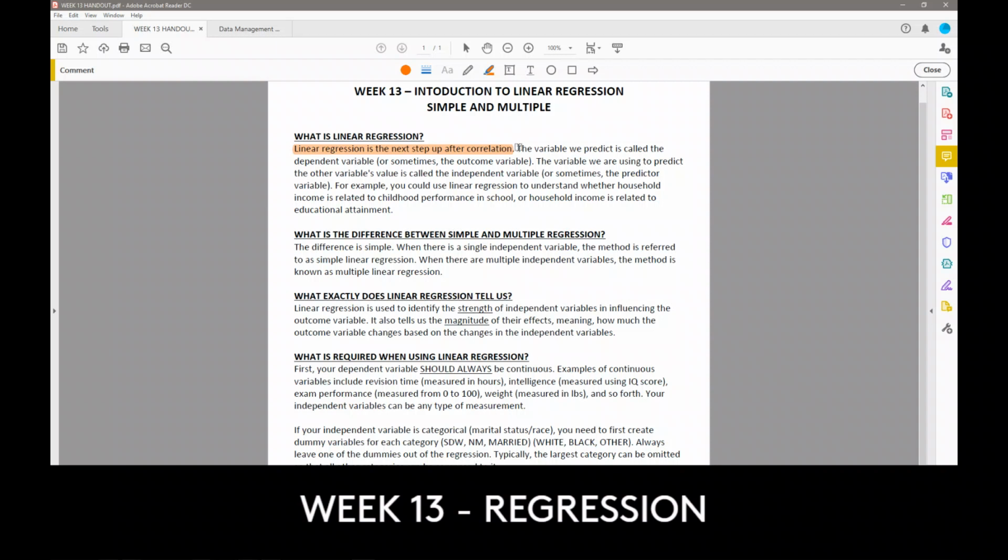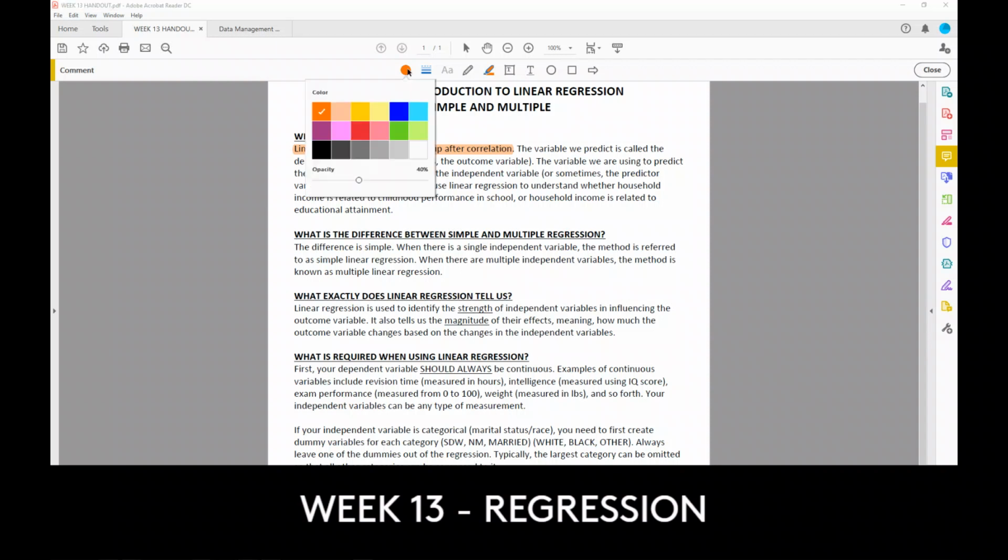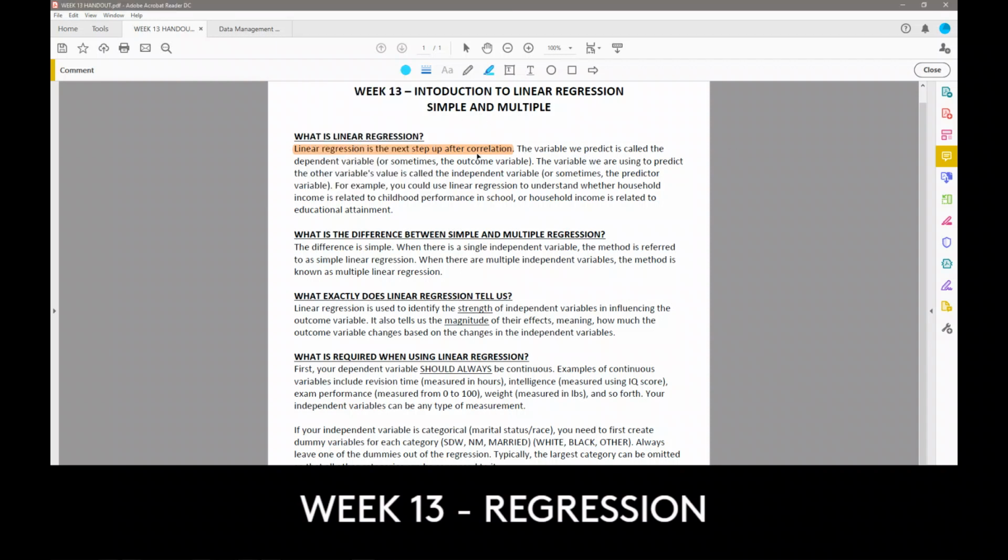Linear regression is predicting an outcome variable. An outcome variable is also called the independent variable. I'm sorry, the dependent variable. So what we are predicting is the dependent variable. You will hear me refer to this as the outcome variable. So always remember that the dependent variable is what we are trying to see its effects as being predicted by other variables.